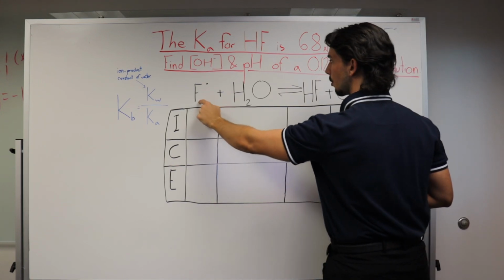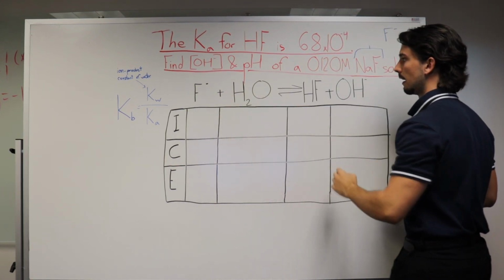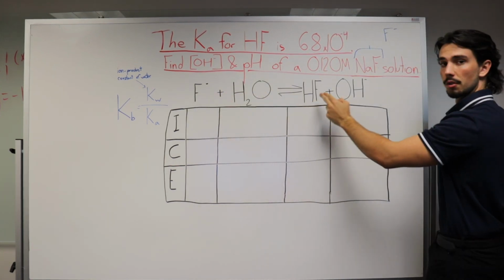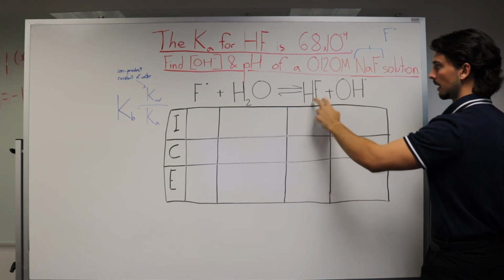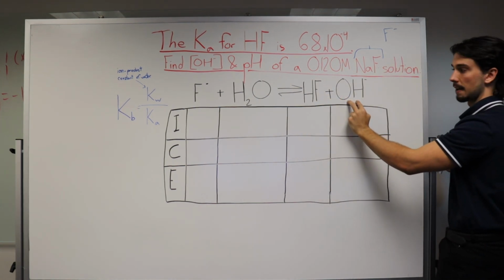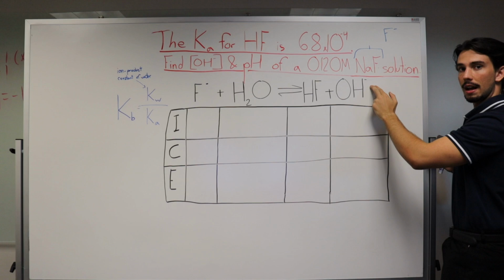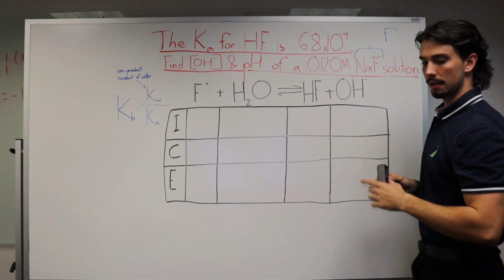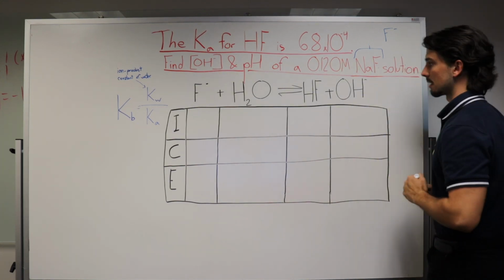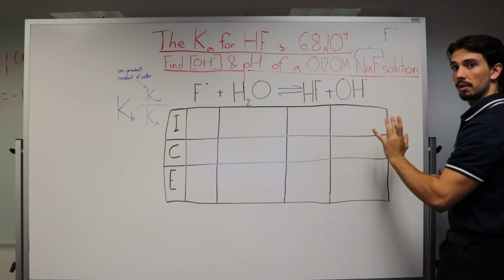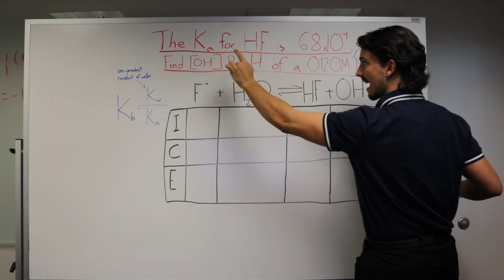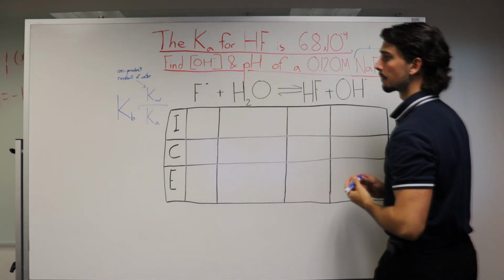We can just write the fluoride plus our water, and when we do that, it's going to give us hydrofluoric acid, and it's also giving us hydroxide. And we know that hydroxide is going to increase the pH, which means that it's a base. And since we're dealing with a base, we can't use the Ka, because Ka is for acids.